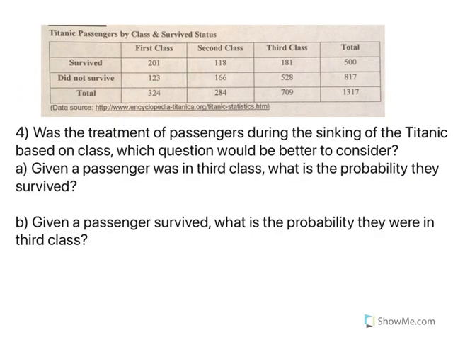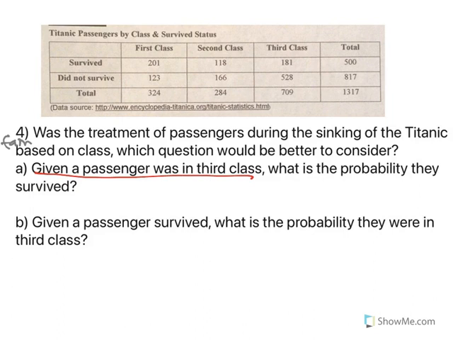Okay, let's go to number 4 here. Was the treatment of passengers during the sinking of the Titanic based on class? I think I missed a word. Was it fair? I forgot the word fair. Was the treatment of passengers during the sinking of the Titanic fair based on class? And which question would be better to consider? Okay, so let's do both of these.